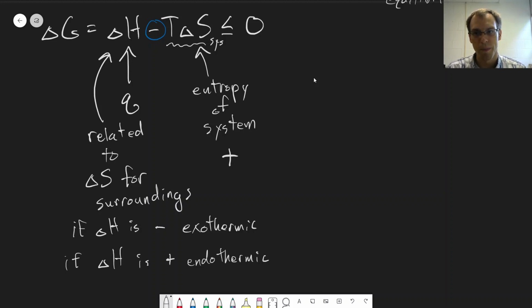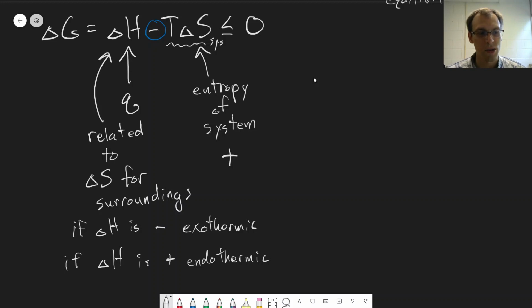And so there are some processes that could happen even if the entropy change of the system is negative. If it releases enough heat into the surroundings, the overall entropy change in the universe is still positive, and so the process can be spontaneous. Whereas that's not the case if you have the entropy change of the system being negative and also it's endothermic. That's a process that just can't happen, if you have positive delta H and negative delta S.